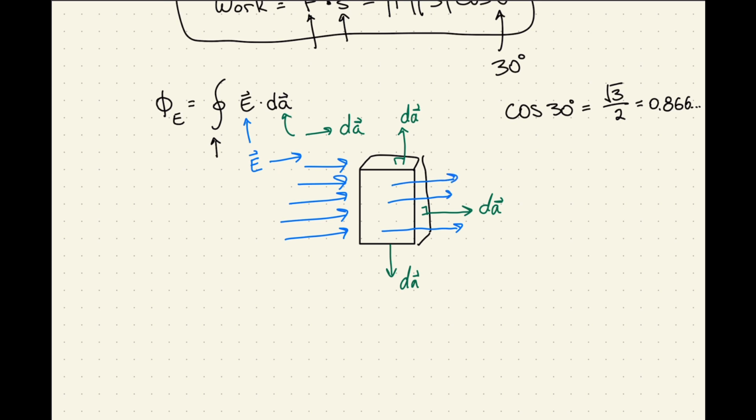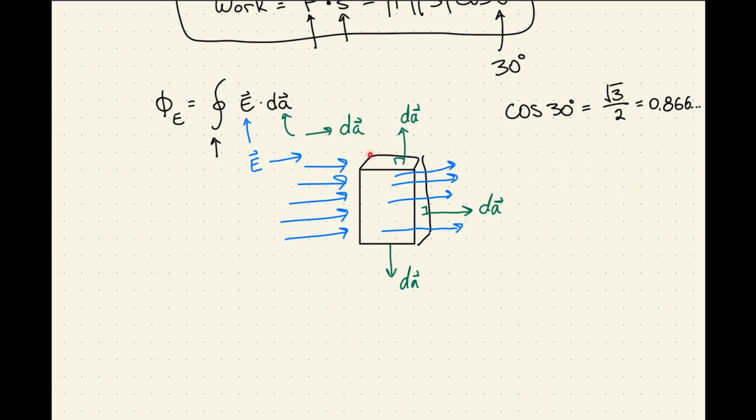Well, this dot product here is telling you to take the component of the electric field vector that is pointing in the same direction as the dA vector. So over here, you can see the dA vector is pointing in the same direction as the electric field. So E dot dA over here is going to be maximum. It's going to be literally equal to E times the magnitude of dA, because cosine theta here, well, theta, the angle between these two vectors, is 0 degrees. So cosine of 0 degrees is equal to 1.